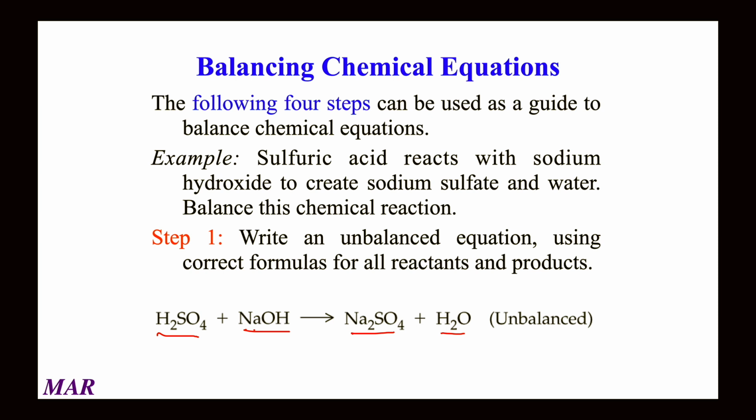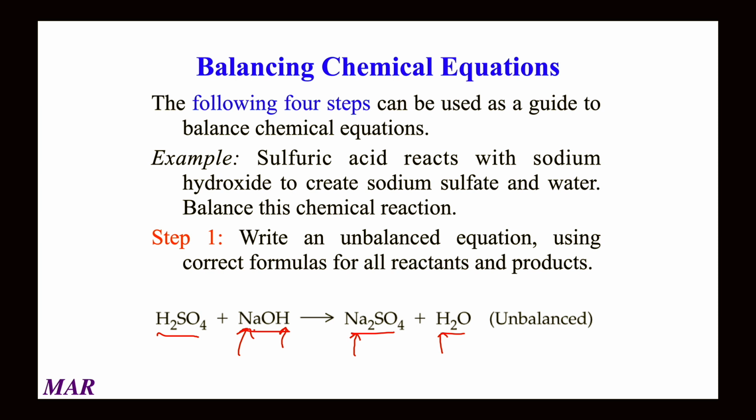If you look at this equation at the bottom here, for example, there's 2 sodiums in sodium sulfate, but only 1 sodium in sodium hydroxide. So this is an unbalanced chemical reaction. Not all of the atoms are balanced. And you can probably also see that, for example, there's 2 hydrogens in sulfuric acid and 1 in sodium hydroxide, but we only have 2 hydrogens on the product side. So we need to balance this reaction.